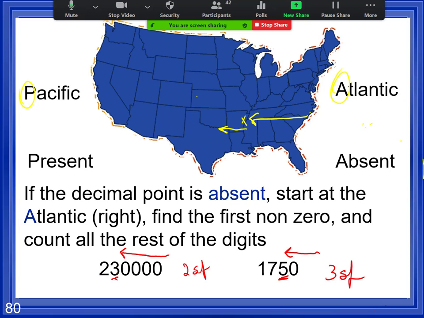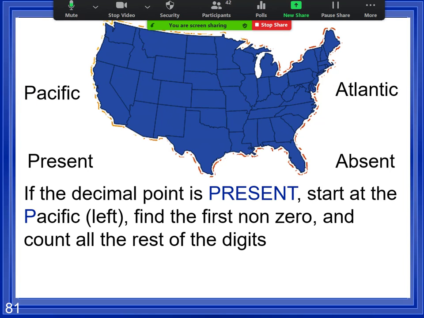You start on the Atlantic side and move your way across. And if the decimal point is present, you start on the Pacific side. Find the first non-zero, and then count everything else to the right. So if I ask you how many sig figs are in this number, you can remember the rule, or you can remember to start at the Pacific side. Pacific's on the left. I start at the Pacific side, and I keep going until I run into a non-zero. That's the 4. And then everything else counts, so this has 2 sig figs, and the last one is my estimate.